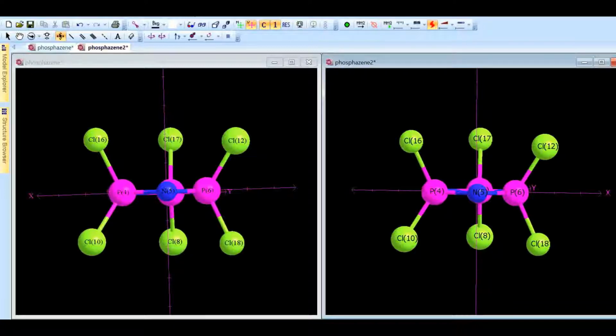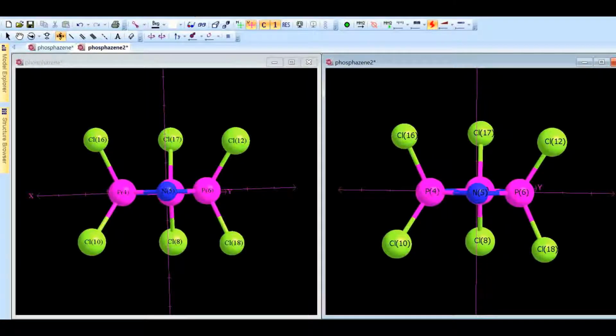So now you can check, the arrangements are the same. Should I magnify it a little bit? Yes, I have magnified it. Now just check. In the figure on the left hand side, you have Cl6, Cl7 and Cl2. Here also 6, 7 and 2. And then you can see P4, N5, P6, P4, N5, P6. And then at the bottom Cl10, Cl8 and Cl18. Here also Cl10, Cl8 and Cl18.